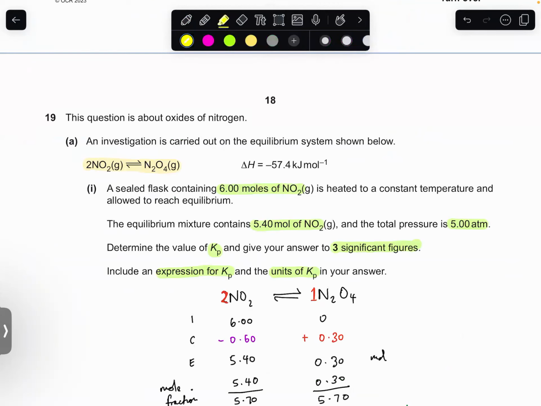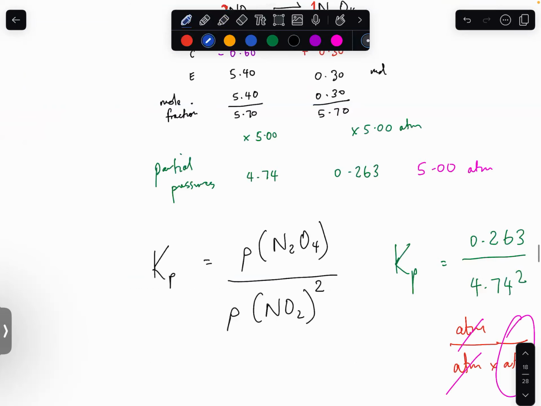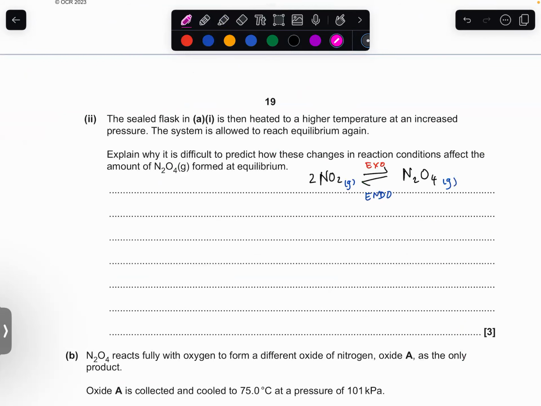The forward reaction is exothermic, making the reverse reaction endothermic, and they are both gases. If we look here, it says the sealed flask is then heated to a higher temperature at an increased pressure. So we're doing two things. Explain why it is difficult to predict how these changes in reaction conditions affect the amount of N2O4 formed at equilibrium.